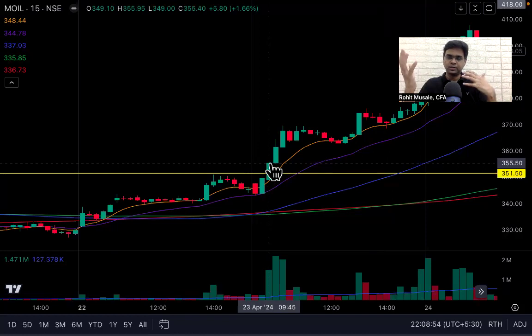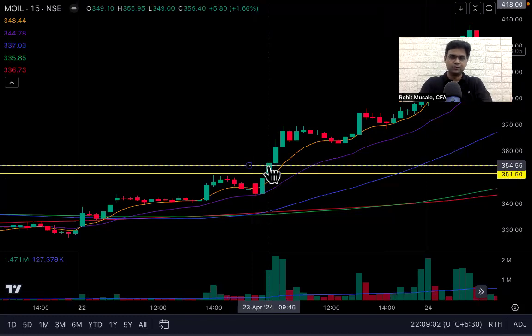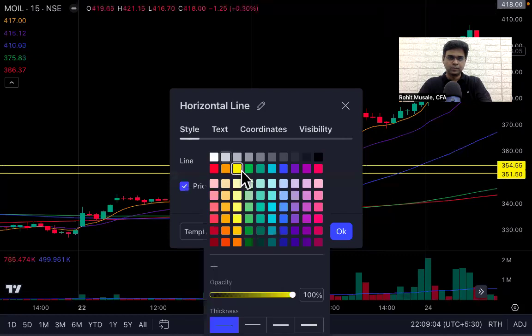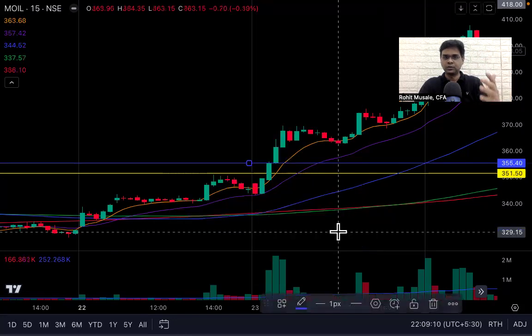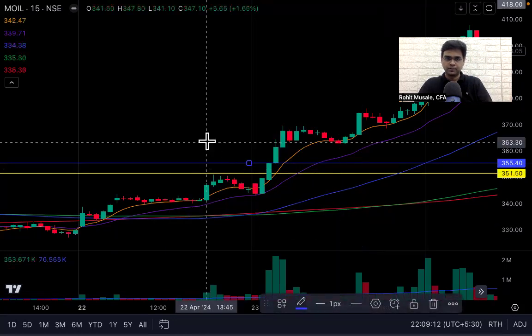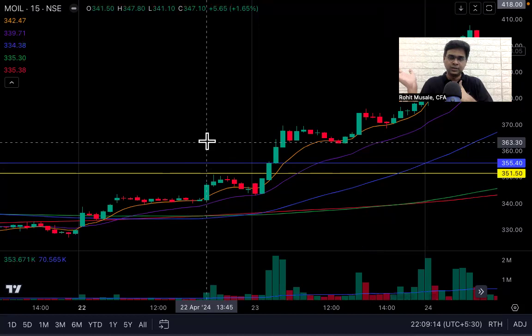Normal position size for me is 6.25%. At the close, that's my buy price. So roughly 355.40 was my buy price. Let me draw a blue line here, 355.40. That's where I actually bought the stock with a market order. Now let us go back to the daily chart to set the stop loss and target.